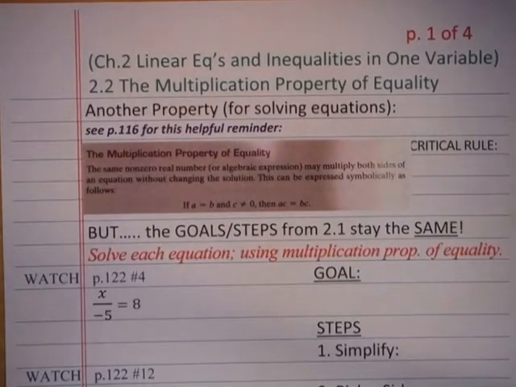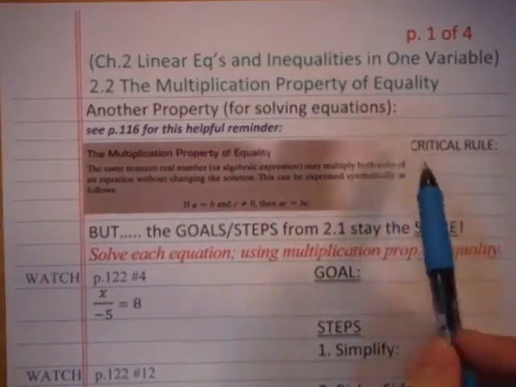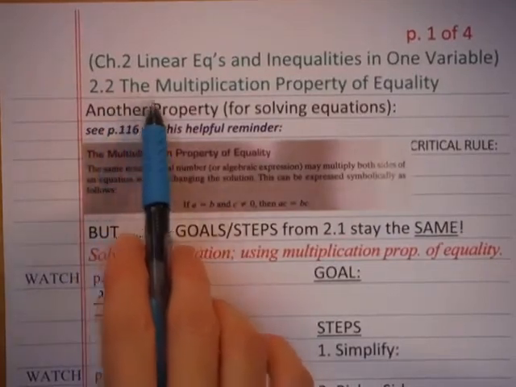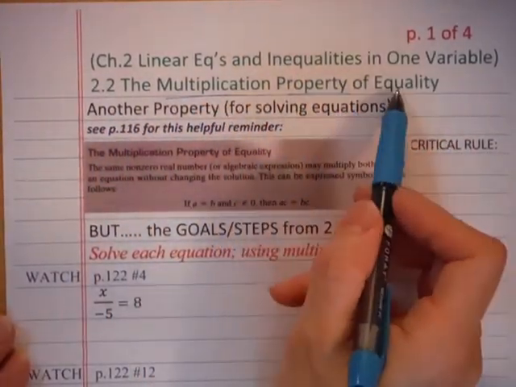Okay, we're here starting section 2.2. The majority of the notes are going to be further down the page, so I'm going to adjust the camera angle in a moment. But the topic here is the multiplication property of equality. We just got through with the addition property of equality.